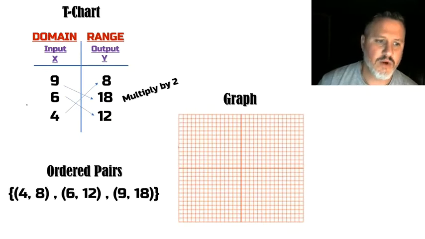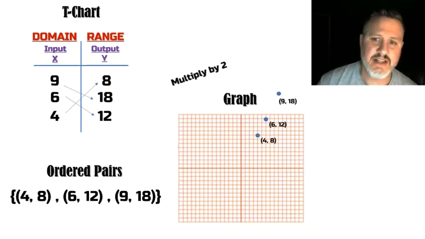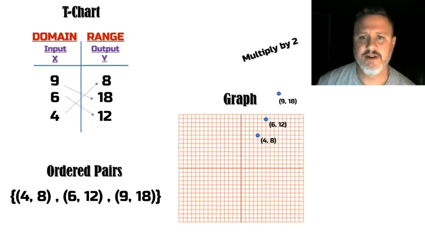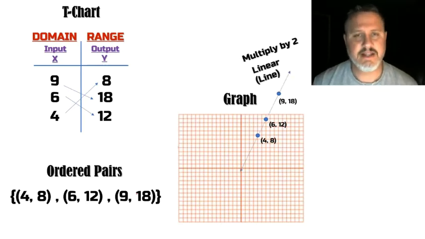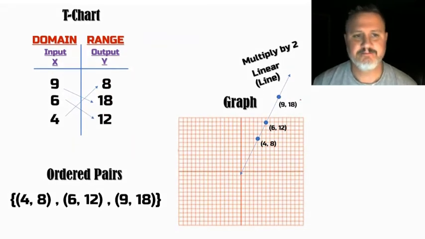And when we write the ordered pairs, again, it makes sense, okay? We are multiplying by 2, multiplying by 2, multiplying by 2. And when we graph it again, you can see that, hey, wait a second, it looks like there's a pattern here. And it makes it linear. So a lot of times when we have a pattern over here, we're going to get a line over here.